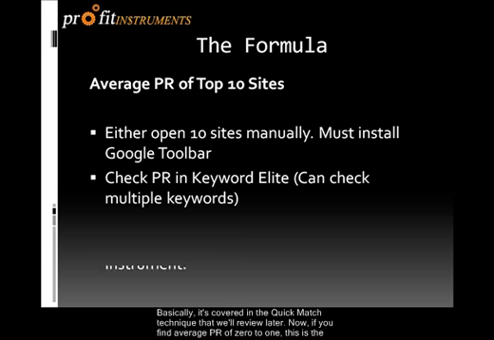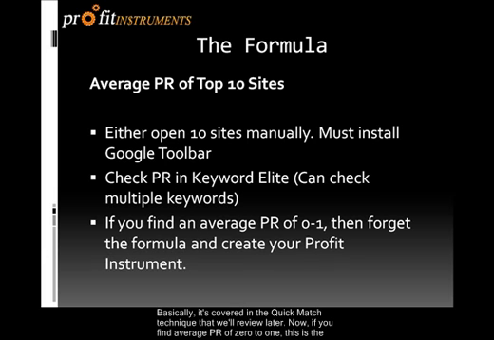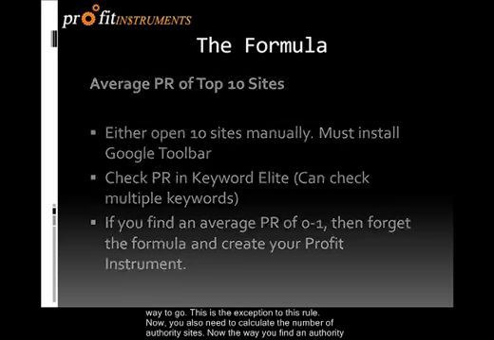Okay, now if you find an average PR of 0 to 1, there is an exception to this rule. If you find an average PR of 0 to 1 for the first 10 results, then forget the formula and create a profit instrument. That's the way to go. This is the exception to this rule.